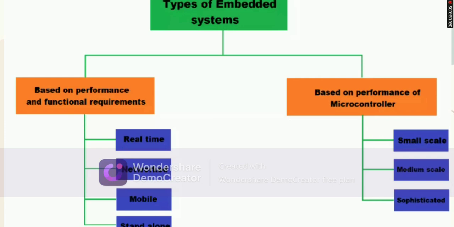Real-time embedded systems require quick response. Networked embedded systems are connected to a network, whereas mobile embedded systems are portable devices like smartphones, GPSs, etc. And standalone embedded systems work independently, for example digital watches, MP3 players, etc. Based on the performance of the microcontroller, it is divided into small scale, medium scale and sophisticated.